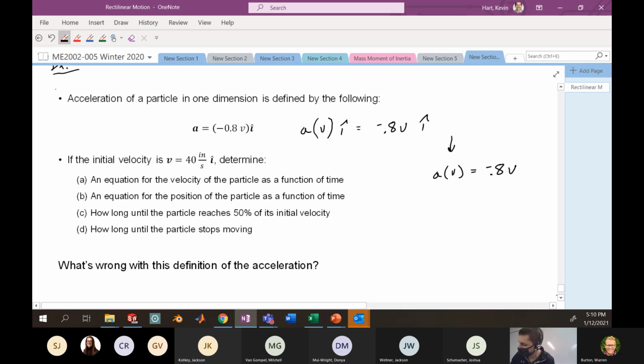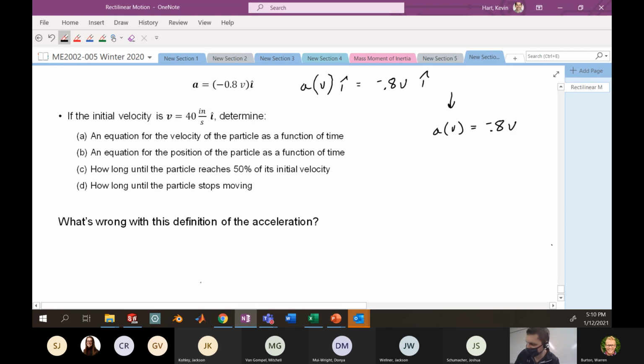Okay. Let's give this a go. So we want an equation for the velocity of the particle as a function of time. We have acceleration as a function of velocity. So we need to think about an equation that relates acceleration, velocity, and time. The equation that relates them is simply this guy here, right? Acceleration is the derivative of the velocity with respect to time.